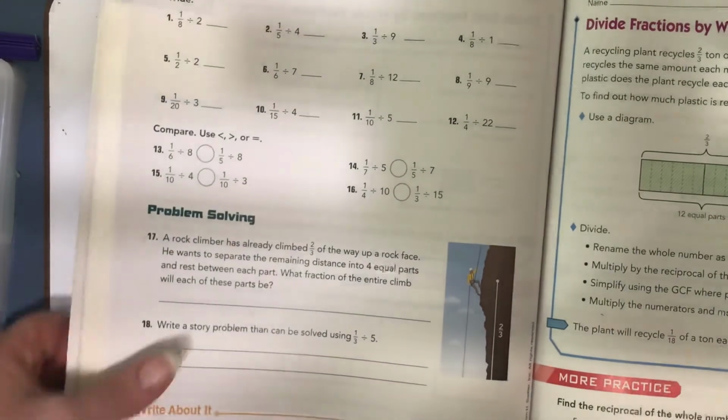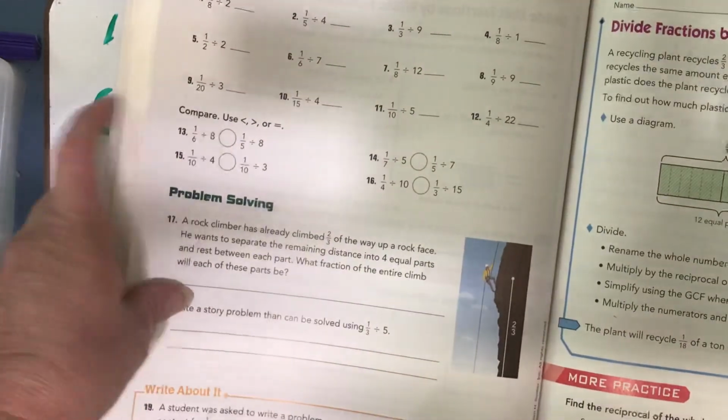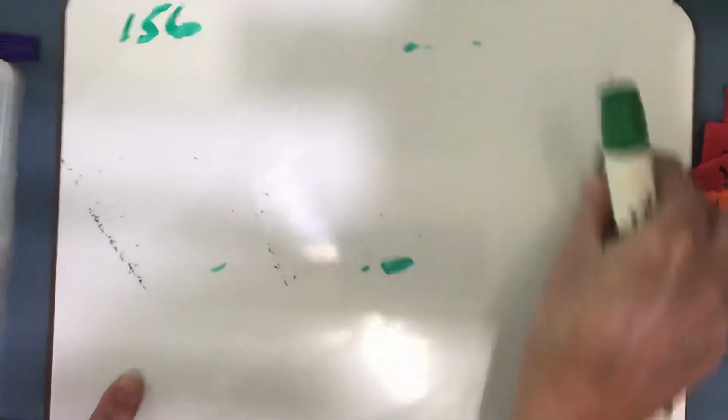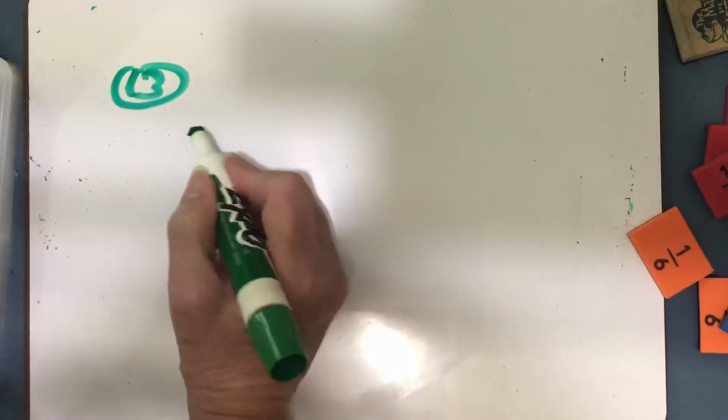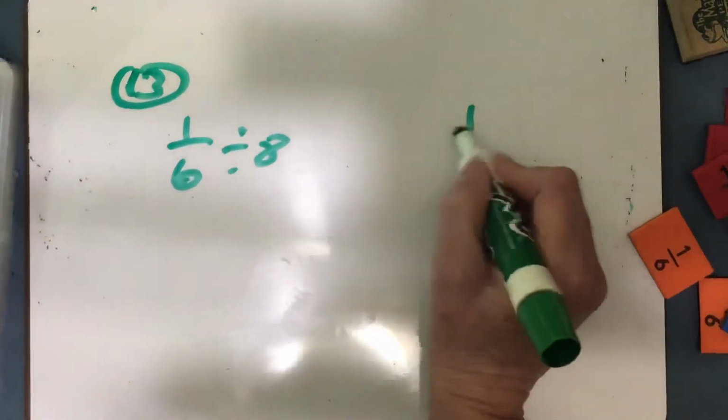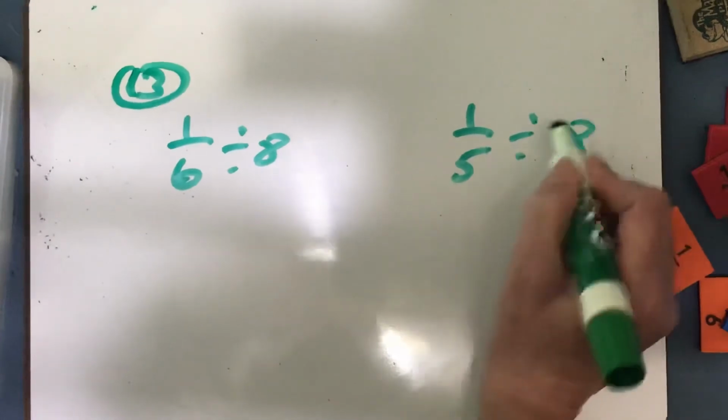Okay, and then on the next part, you have to solve both sides and then put greater than, less than, or equal inside the circle. So let's look at number 13. 1/6 divided by 8 is on the left side. On the right side, it's 1/5 divided by 8.